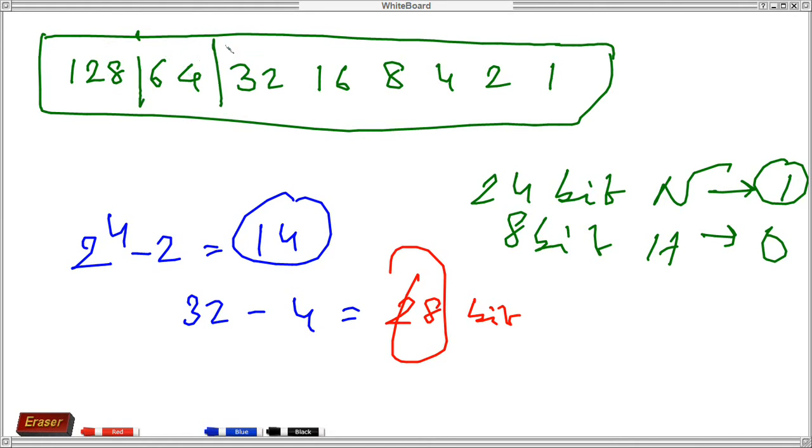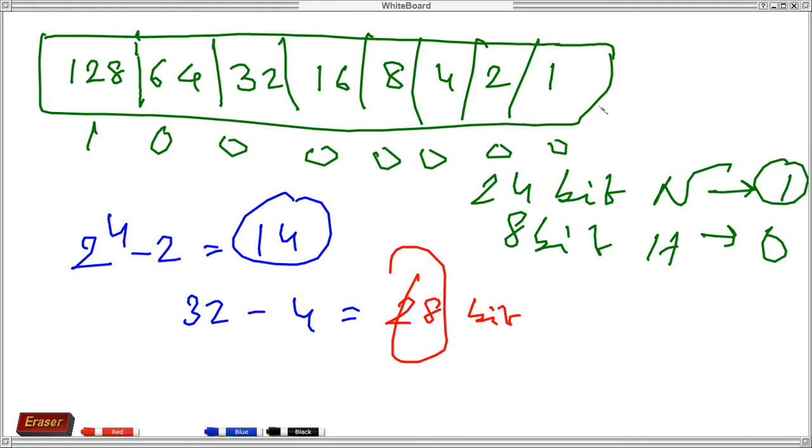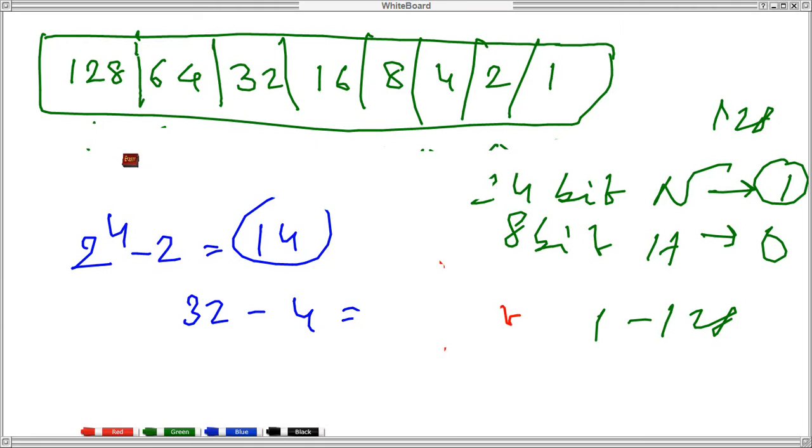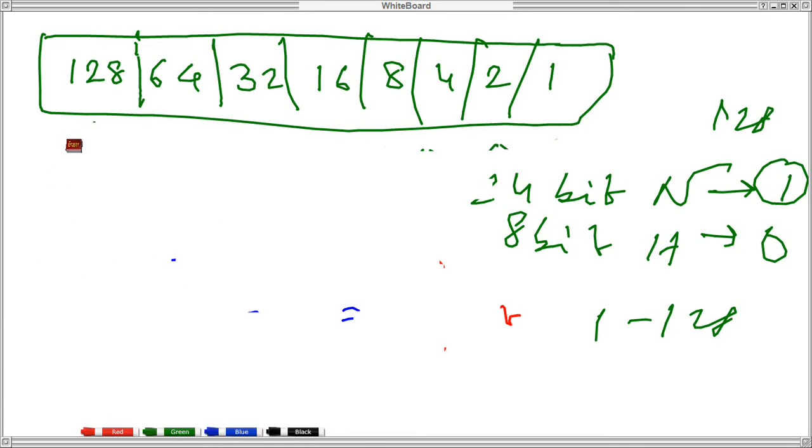128, 64, 32, 16, 8, 4. If the first bit is set to 1 and all remaining bits are set to 0, the value is 128. So 1 bit means 128. If it is 2 bits, then the value will be 128 plus 64. In this similar fashion, I have devised a mechanism by which you can calculate it very easily. So for example, I'm giving you a table.